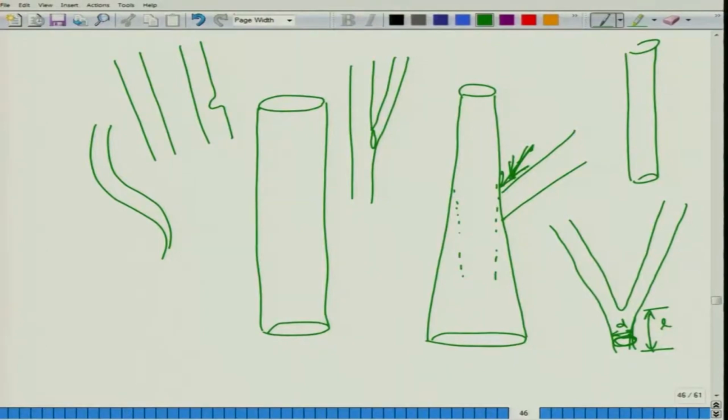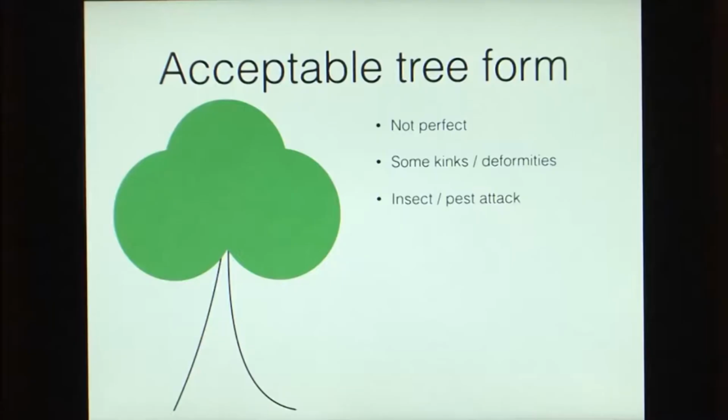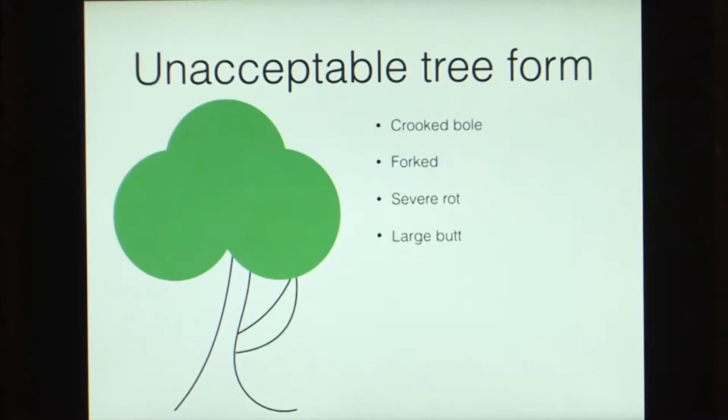Next, we have an acceptable tree form. An acceptable tree form is not perfect. It has some kinks or deformities. It might even have some insect or pest attack, but it is acceptable. So, we can use it for some purposes. But then we have unacceptable tree forms.